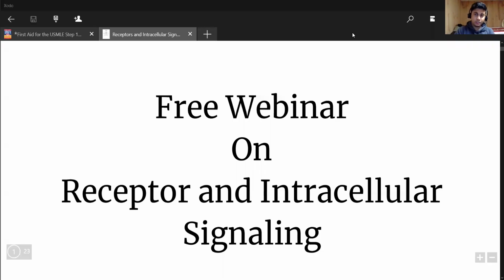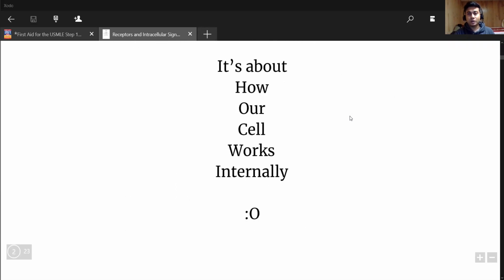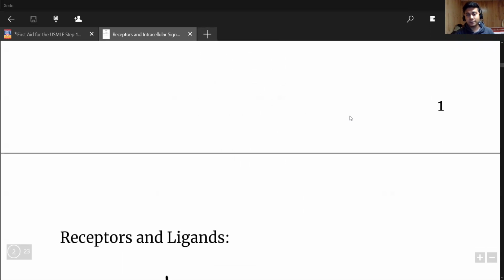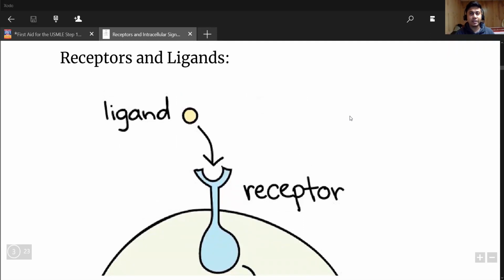So today's discussion is about receptor and intracellular signaling. It's a very high yield topic for USMLE exams. No matter what exam you are going to take, this topic is very important. Now, it's about how our cell works internally. That means how the receptor binds and what are the changes that happen inside the cell.